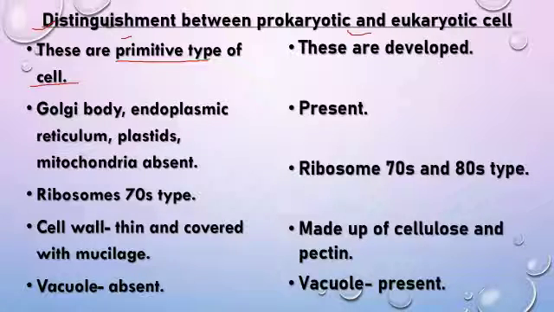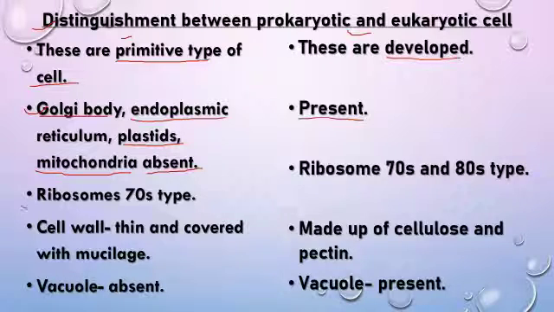And the eukaryotic cells are well developed. Next, in prokaryotic cells the Golgi body, endoplasmic reticulum, plastids, and mitochondria. These cell organelles are absent. Here is an important point to note that the Golgi body, endoplasmic reticulum, plastids, and mitochondria are absent in the prokaryotic cells, but in the eukaryotic cells, these cell organelles are present.